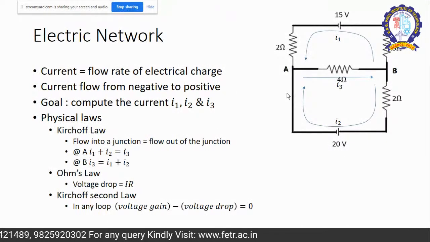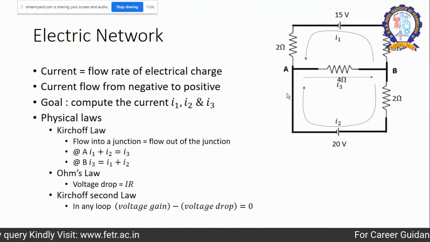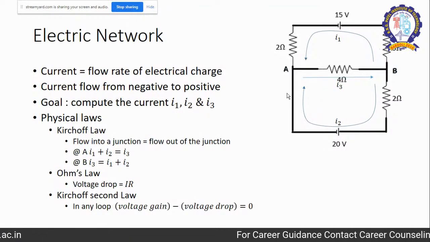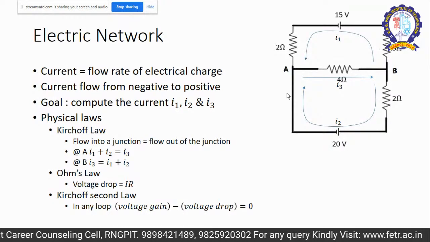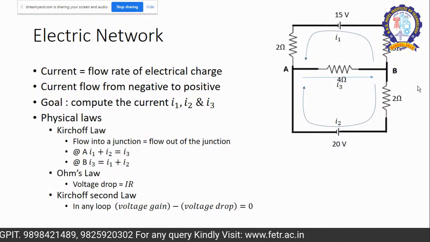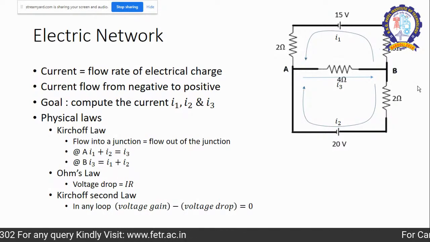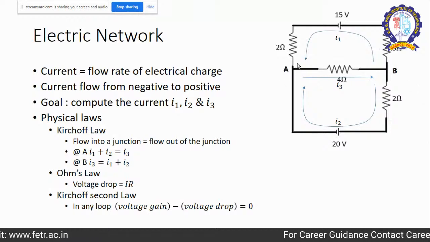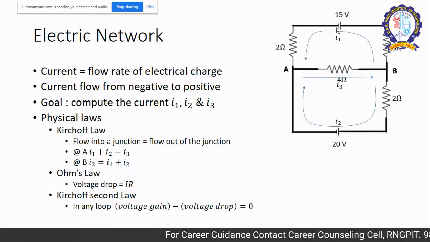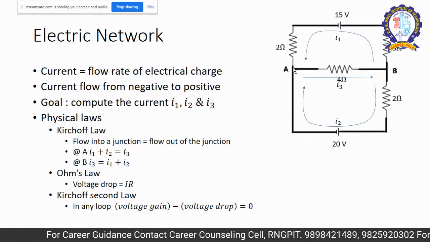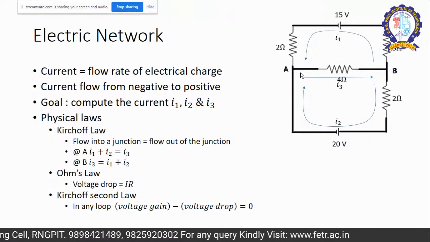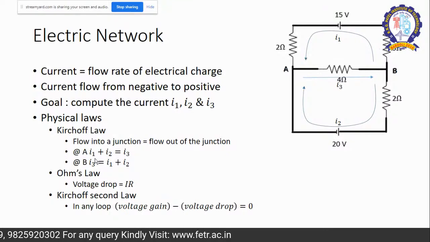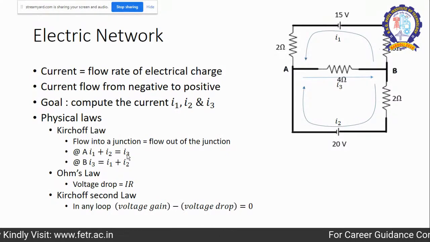Now we have certain physical laws. On the basis of that, we can convert this electric network to mathematical form. We use Kirchhoff's law for that. The flow into the junction, here the junctions are A and B, is equal to the flow out of the junction. At point A, I1 current enters the system, and similarly I2 also enters A, and I3 leaves. So I1 plus I2 equal to I3.